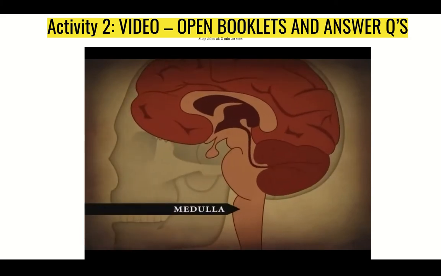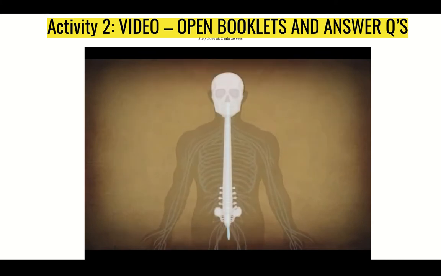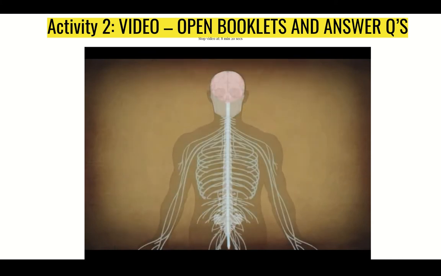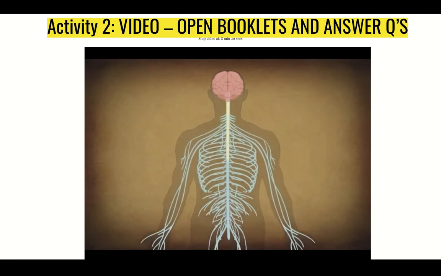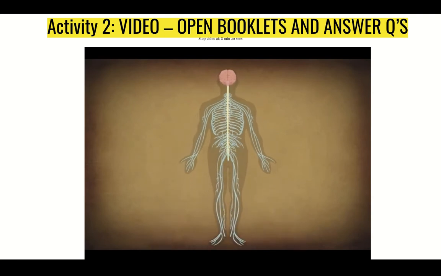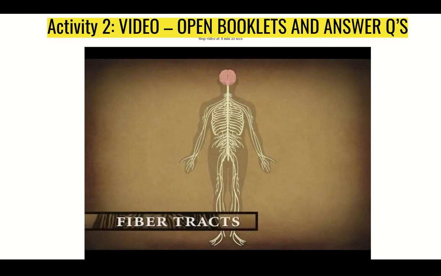The medulla, which is the lowest part of the brainstem, transitions to the spinal cord through an opening at the base of the skull. The spinal cord is enclosed within the spinal vertebrae. Axons from neurons in the brain travel down the spinal cord and out to their targets through the peripheral nerves. These axons are organized in bundles within fiber pathways called fiber tracts.